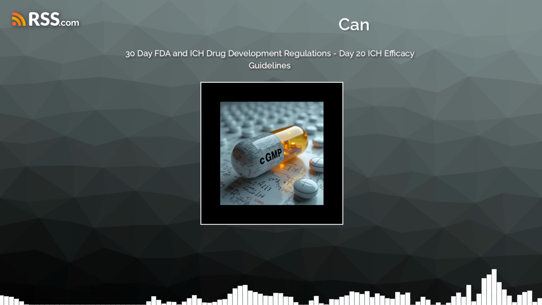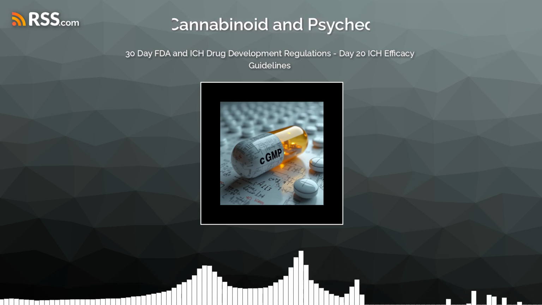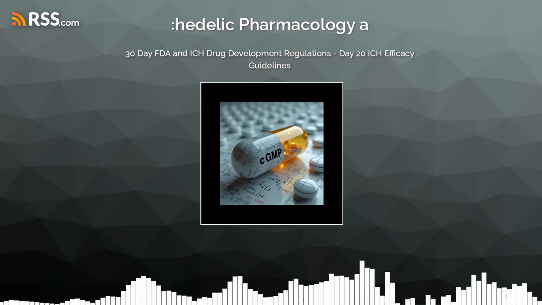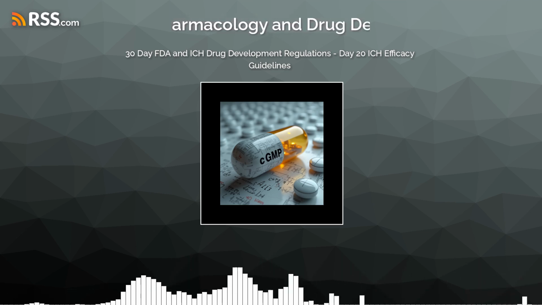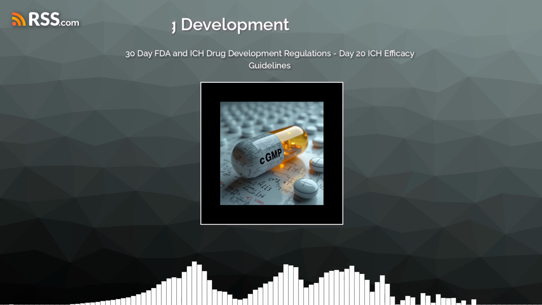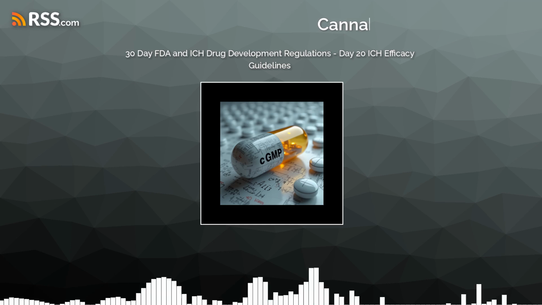But how reliable is that really? That's the big question. And E11 really tackles this head on. When is it okay to extrapolate, and when do we absolutely need to do a trial just for kids? It's all about balancing what we already know with the need to create new data, to make sure those kids are getting the right treatments.